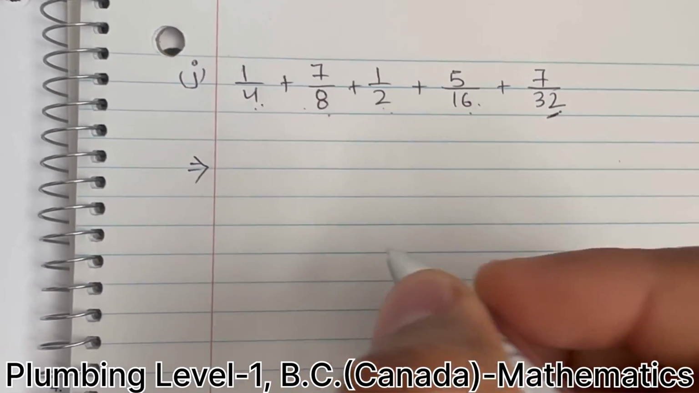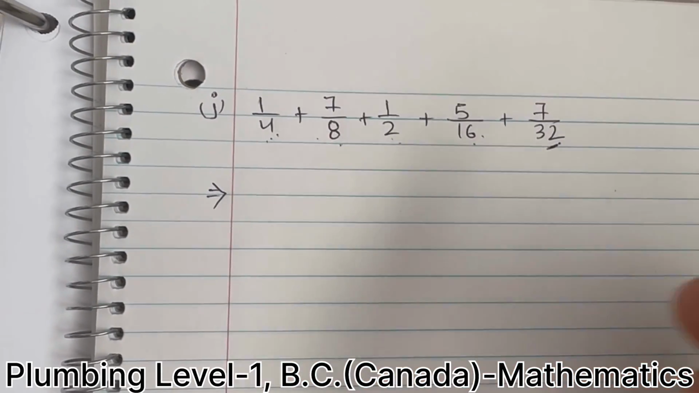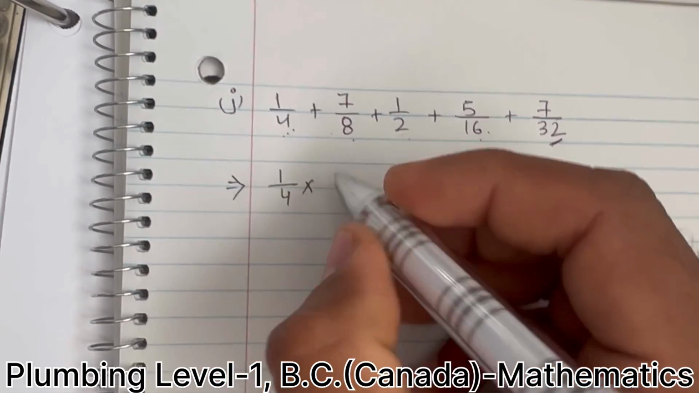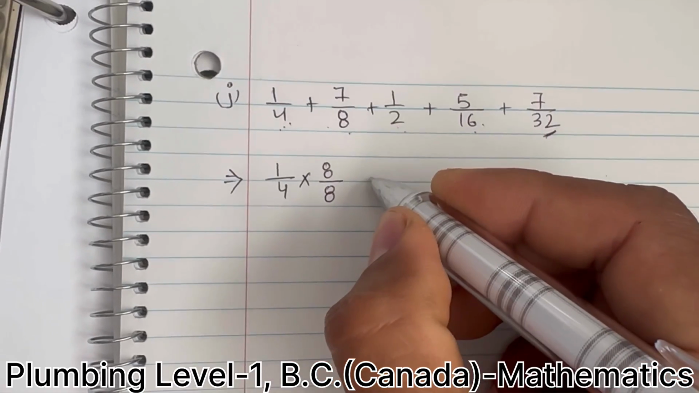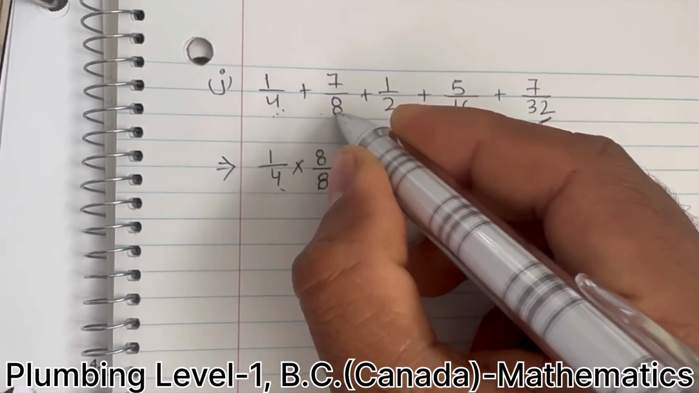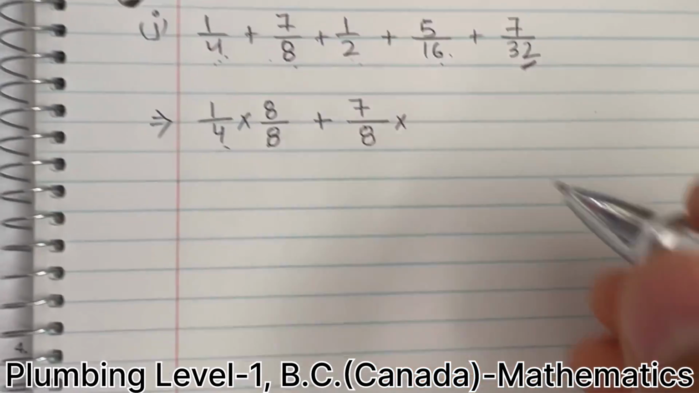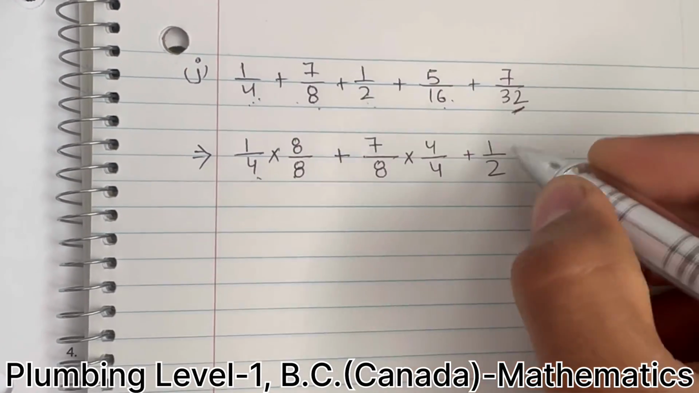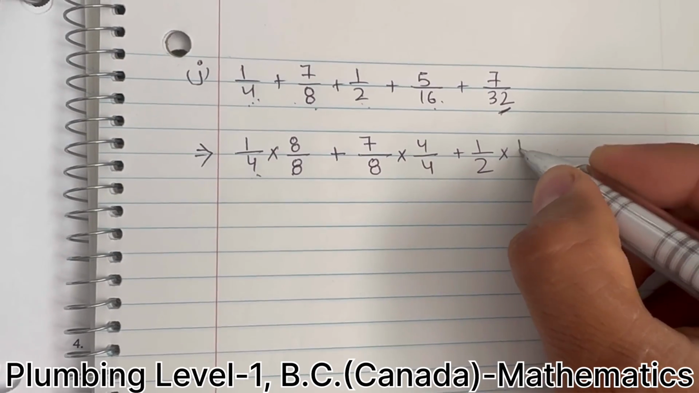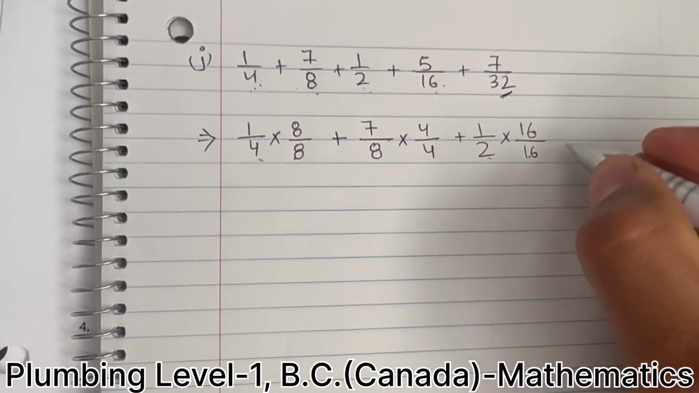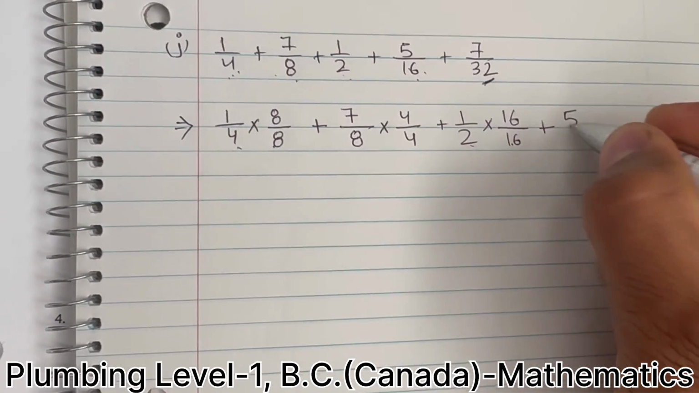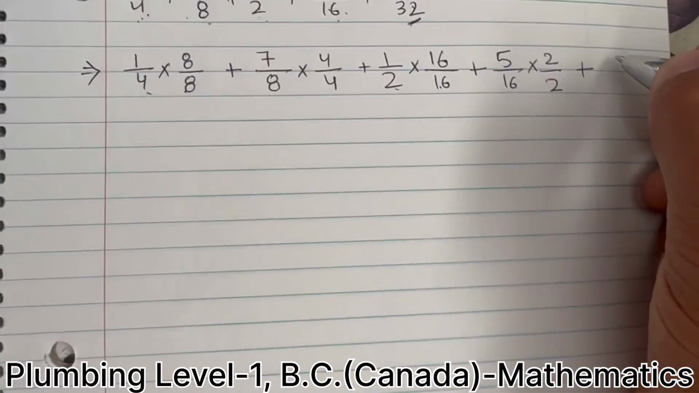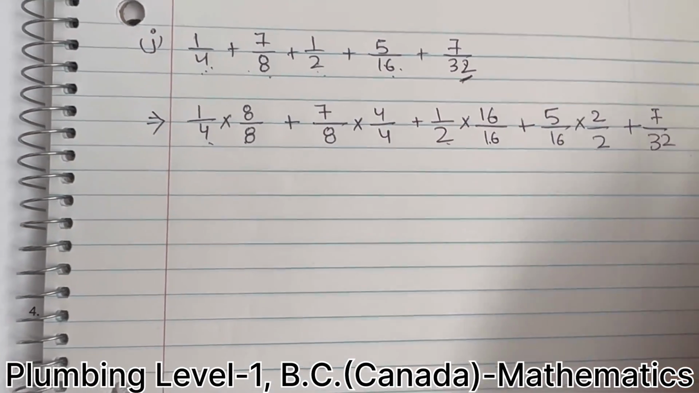In order to do that, we have to multiply these numbers by something so that we get 32. We know that if we times 4 by 8, then we'll get 32. Then we have 7 by 8, and we can times it by 4 on the numerator and denominator. Then we will take half, 1 by 2, and we have to multiply it by 16. 16 times 2 is 32. Then we'll take 5 by 16, and we have to times this by 2, and then we can copy this number as it is, because this number is not getting changed.